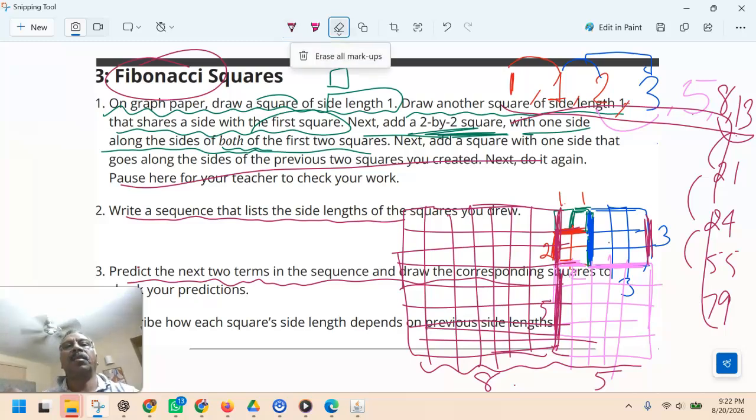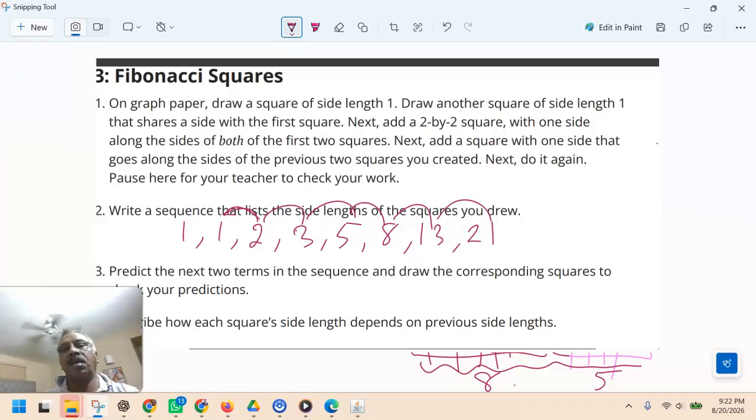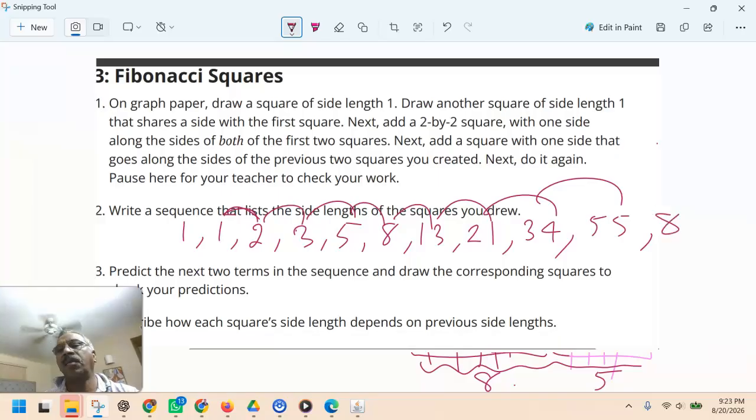What I'm saying is, the sequence starts with 1, then 1. 1 plus 1 is 2. 1 plus 2 is 3. 2 plus 3 is 5. 3 plus 5 is 8. 5 plus 8 is 13. 8 plus 13 is 21. 13 plus 21 is 34. If you add these two, you get 55. You add these two, you get 89.